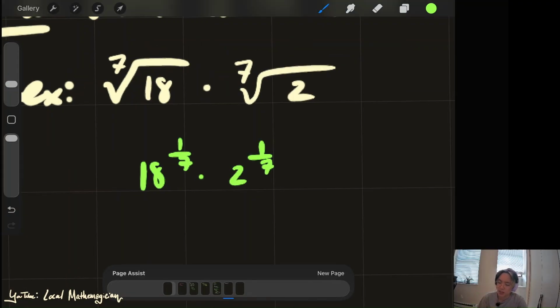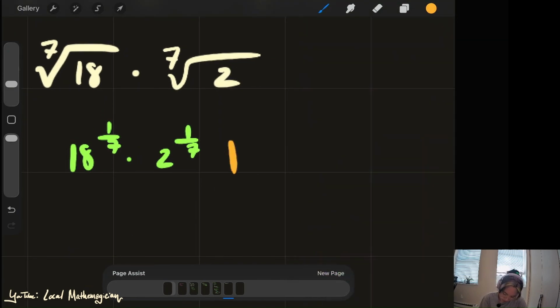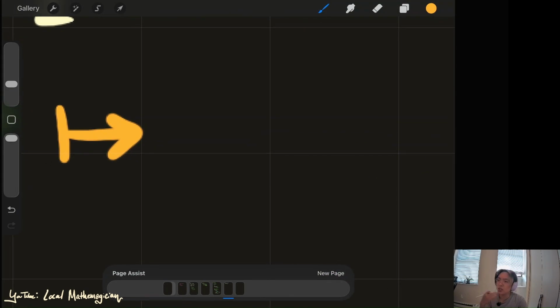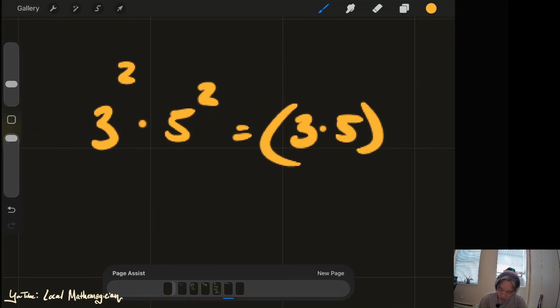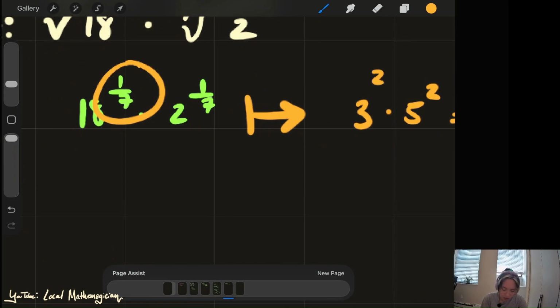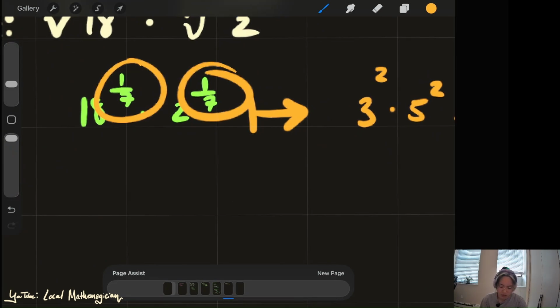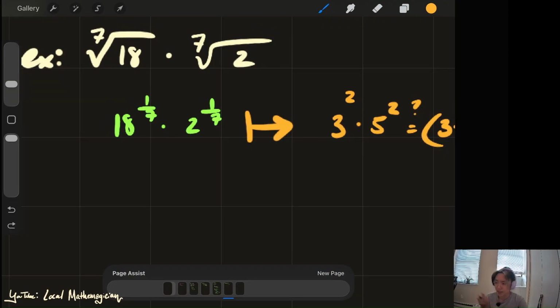What can we do with this? Let's take a quick detour. Let's do some nicer numbers that we're familiar with. Let's say we have 3 squared times 5 squared, right? Is this not the same as saying 3 times 5, the whole thing squared, right? You can move back and forth, right? This is how exponents behave. Well, these are also just exponents, yeah? They're fractions, sure, but they are just exponents, and they are in fact the same.